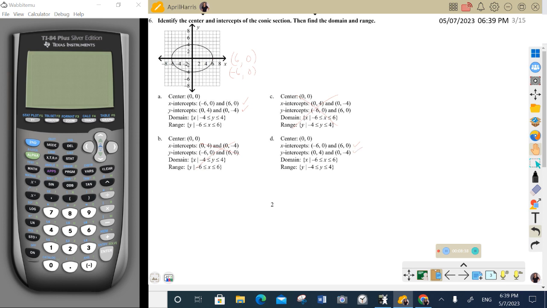So next we go to domain. Domain is x. Now, look, it says x, but they got a y in here. Well, that's just dumb. Bye. All right. So our domain goes from -6 to 6 in the x direction. Our y goes from -4 to 4 in the y direction, and that is your range.